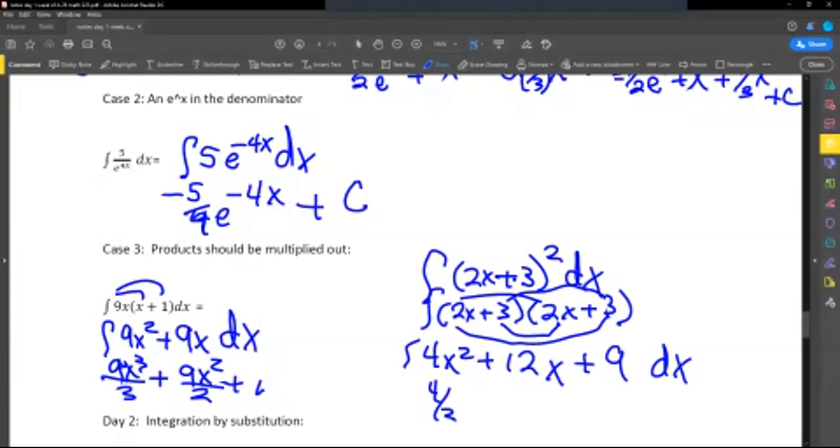So it's 4/3 x cubed. I'm going to raise it, divide by 2, so I get 6x squared. Integral of 9 is 9x plus a constant.